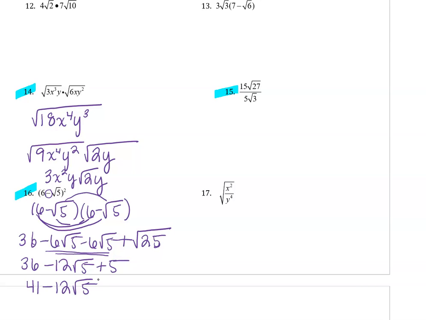Now, as far as 15 goes, that one's dividing. Divide when you can. So 15 divided by 5 with the coefficients is 3. Under the radical, 27 divided by 3 is 9. Square root of 9 is 3, so this whole thing actually just goes to 9.